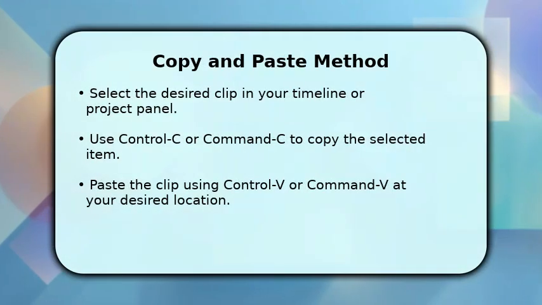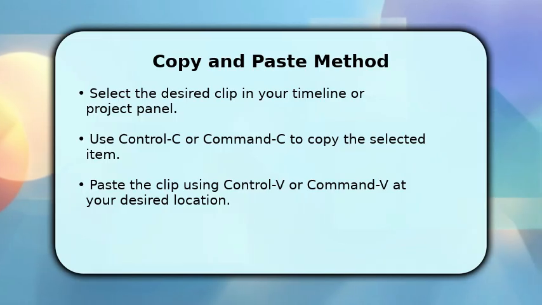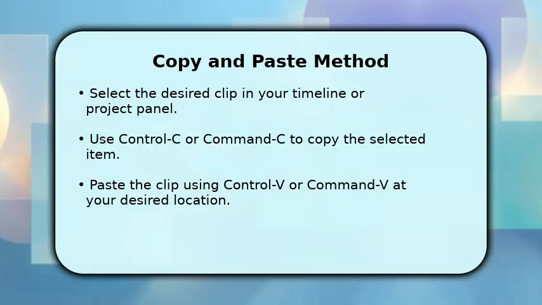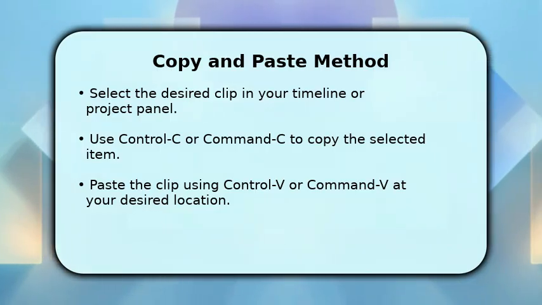The first method is the familiar copy and paste. Simply select the clip or sequence you wish to duplicate, either in your timeline or the project panel. Then, press Ctrl and C on Windows or Command and C on Mac to copy it. Move your playhead to where you want the duplicate or click in the project panel and press Ctrl and V or Command and V to paste. This creates an independent copy, ready for further editing.